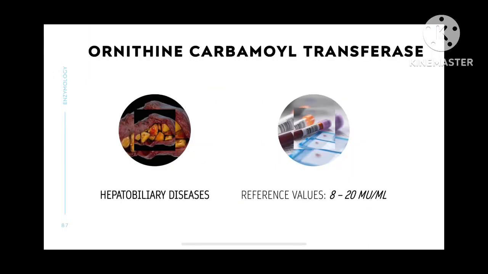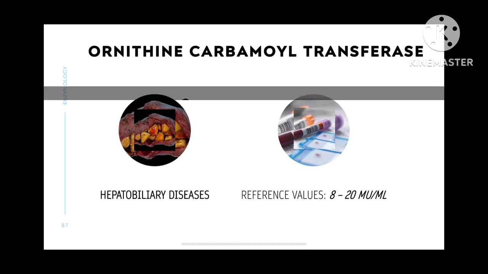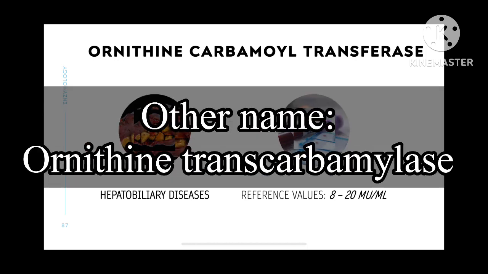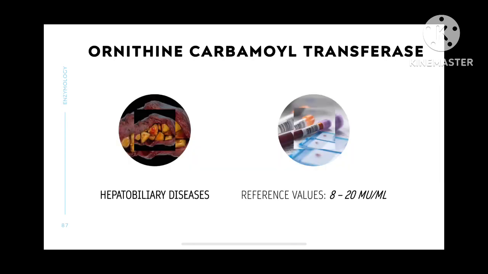Next would be ornithine carbamoyl transferase. It is an indicator also for hepatobiliary diseases, but ornithine transcarbamylase deficiency is a rare genetic condition that causes ammonia to build up in the blood. The condition, more commonly called OTC deficiency, is more common in boys than girls and tends to be more severe when symptoms emerge shortly after birth.